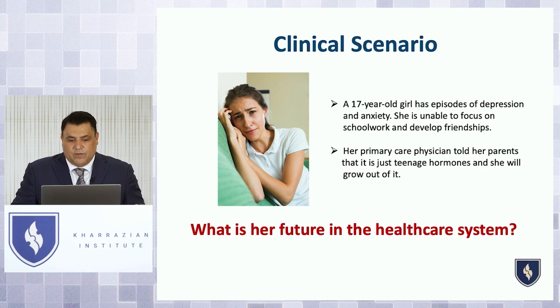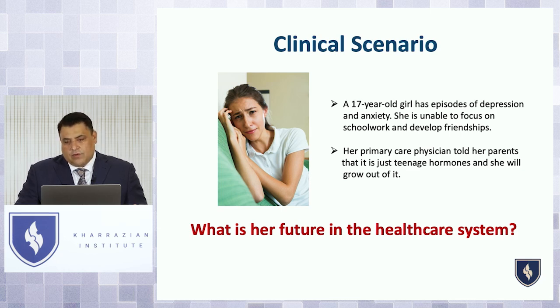And another common one, a 17-year-old girl has episodes of depression and anxiety. She's unable to focus on schoolwork and develop friendships. Her primary care physician told her parents that it's just teenage hormones and she will grow out of it. What's her future in the healthcare system? So her future is very bleak because it's not just teenage hormones that she's going to grow out of. These are much, much more complex. And there is actually biology that's impacting these mechanisms. There's neuropathophysiology that's impacting these mechanisms.